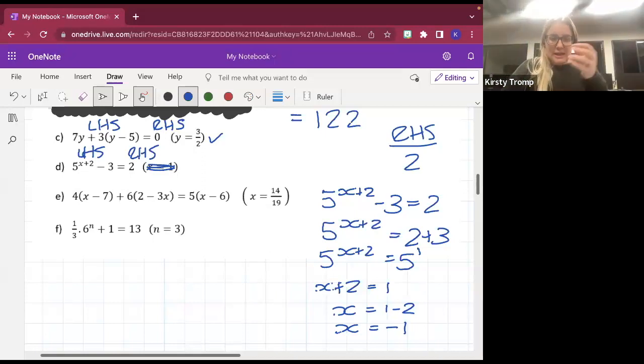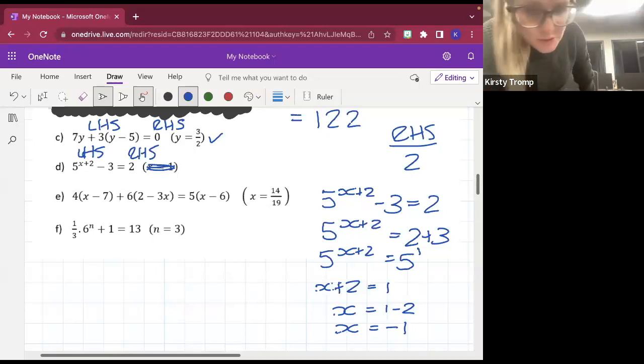If the bases are the same, the base is the same on this side and the base is the same on that side, what can I do? Can you remember from the last few lessons when you were doing those kinds of equations? I'm new, ma'am. That's fine. So the moment you see the base is the same.